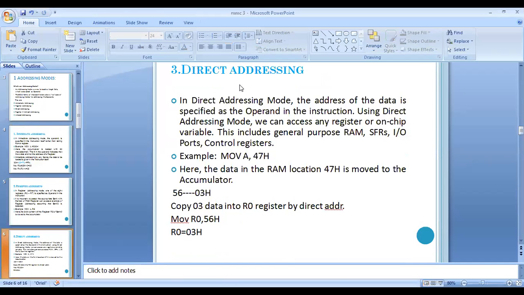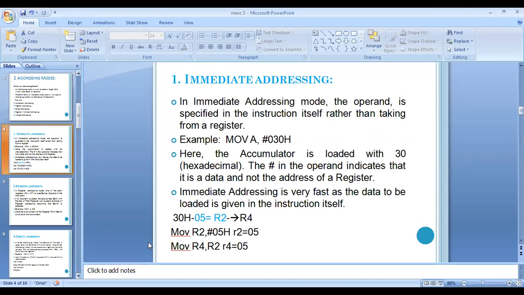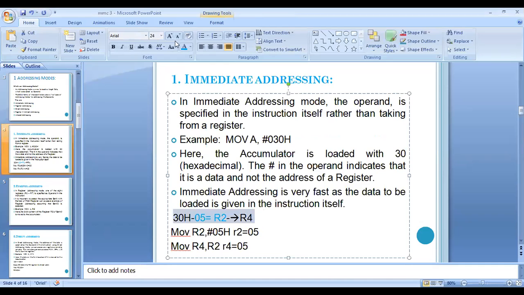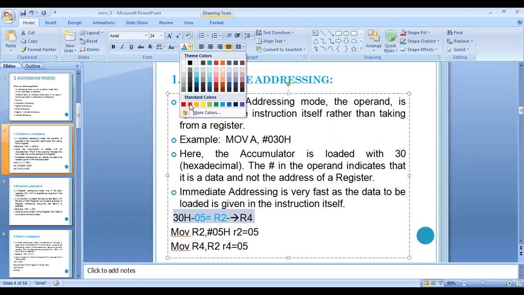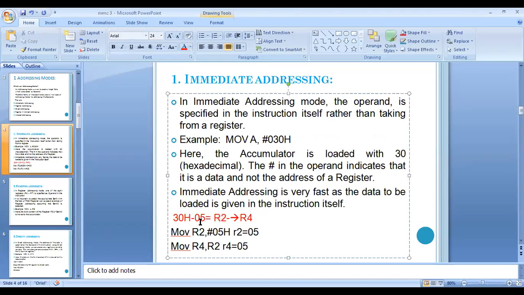How can we describe direct addressing? In direct addressing, the address of the data is specified in the instruction. Now see here, if this is our example, then what is the address of our data? Our data is 05. What is its address? 30H. So if I told you to assign the 05 value to the R4 register by using direct addressing, then what is your instruction?